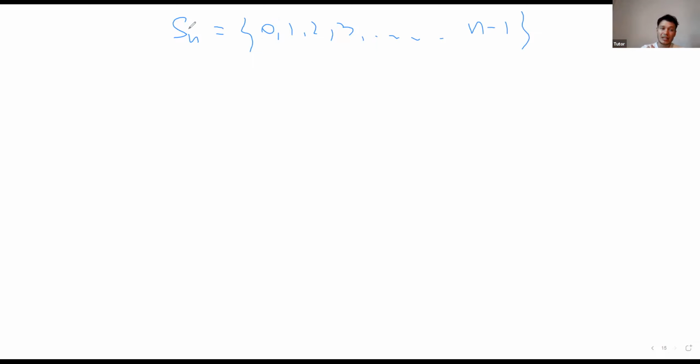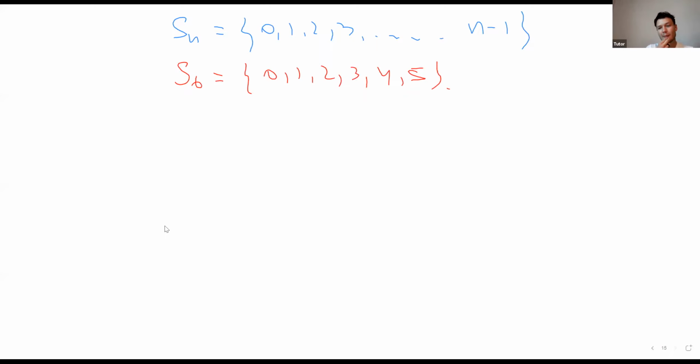Let's look at a couple examples, some simple sets. How about I work with the set S6? If I look at the set S6, what do I have? This is going to be 0, 1, 2, 3, 4, 5. 6 is already remainder 0.